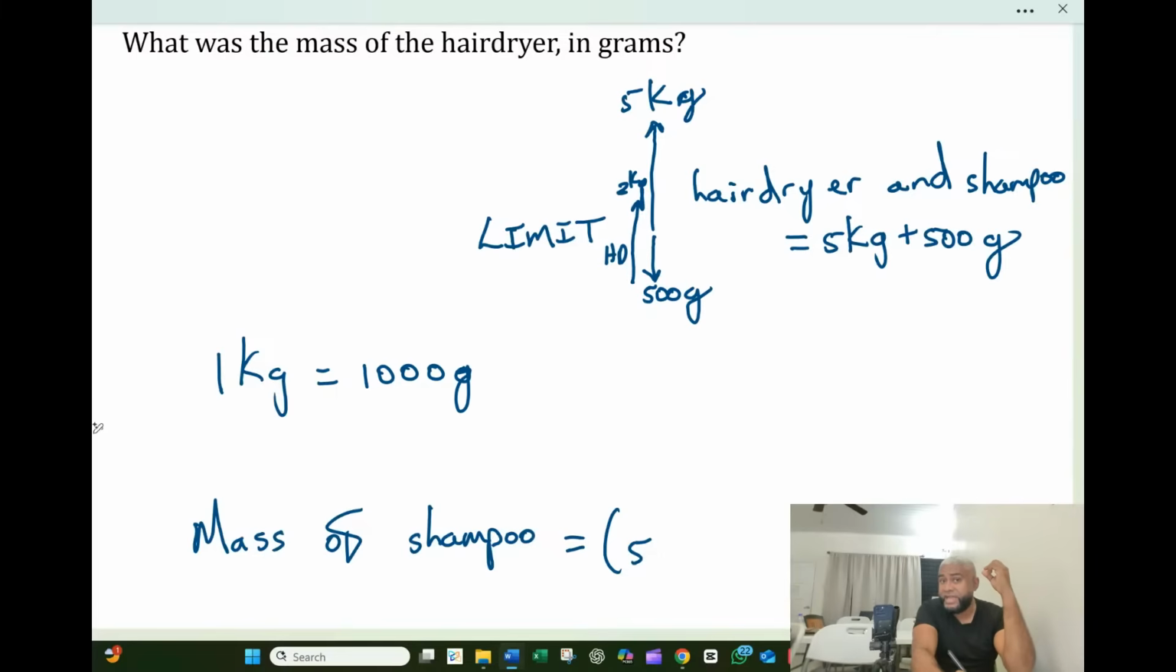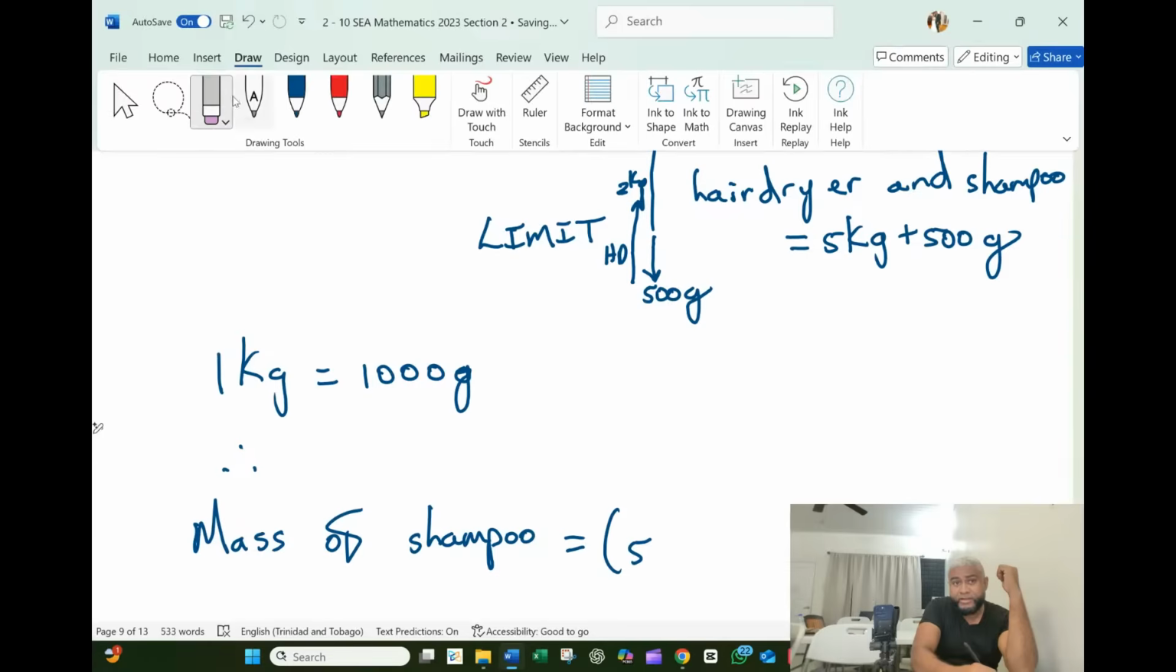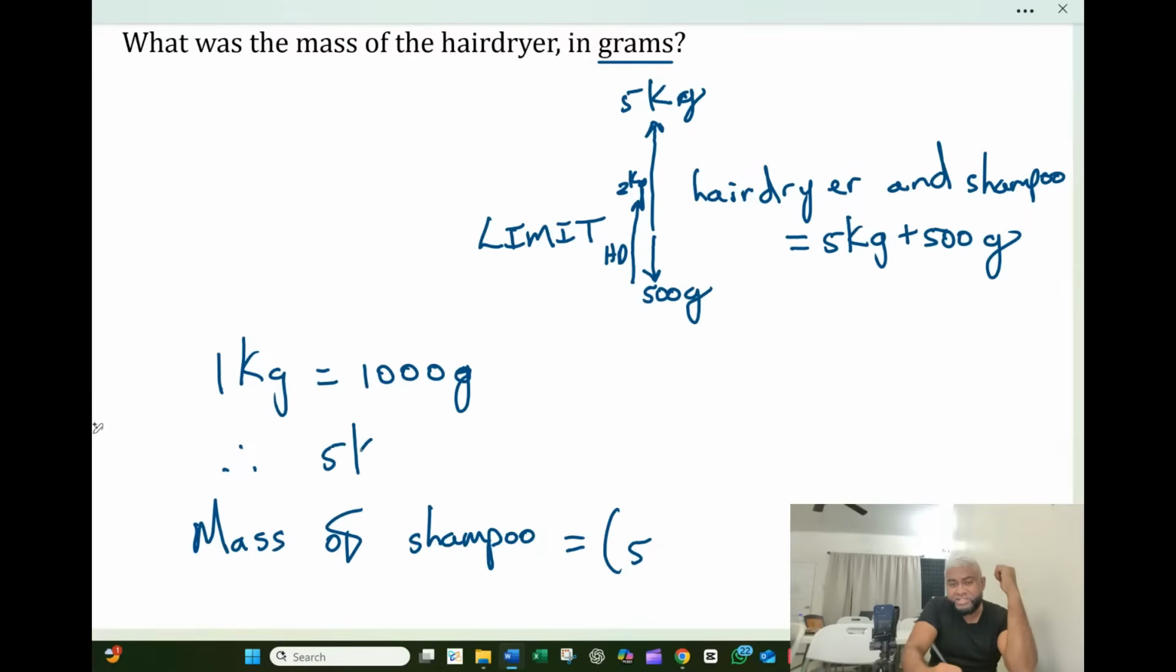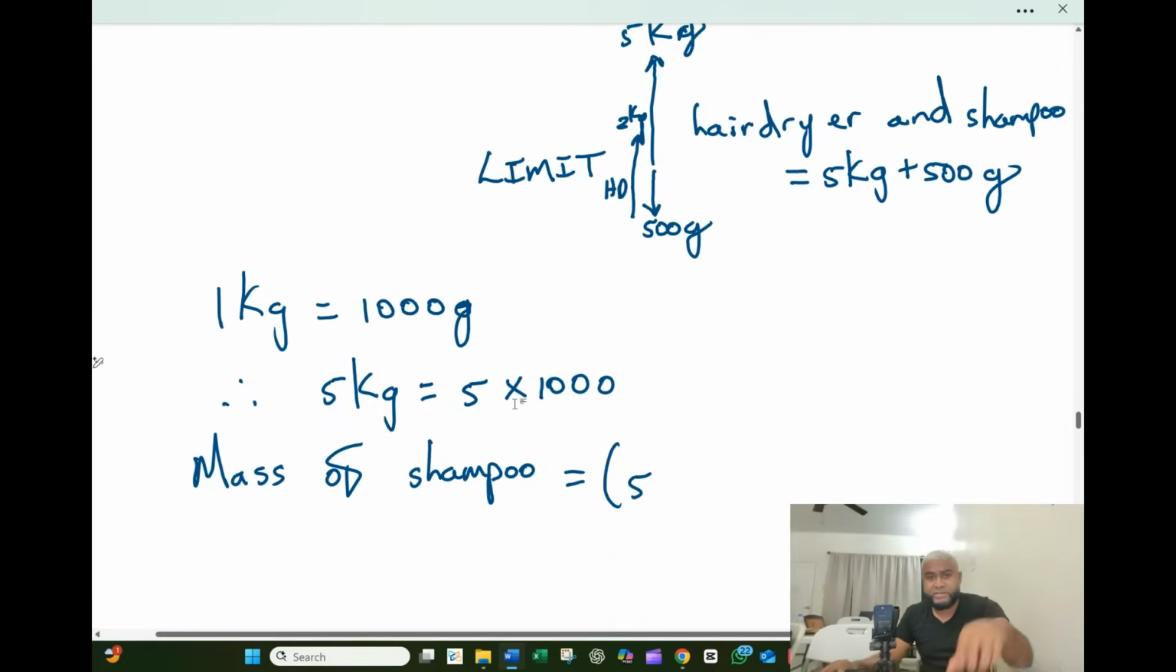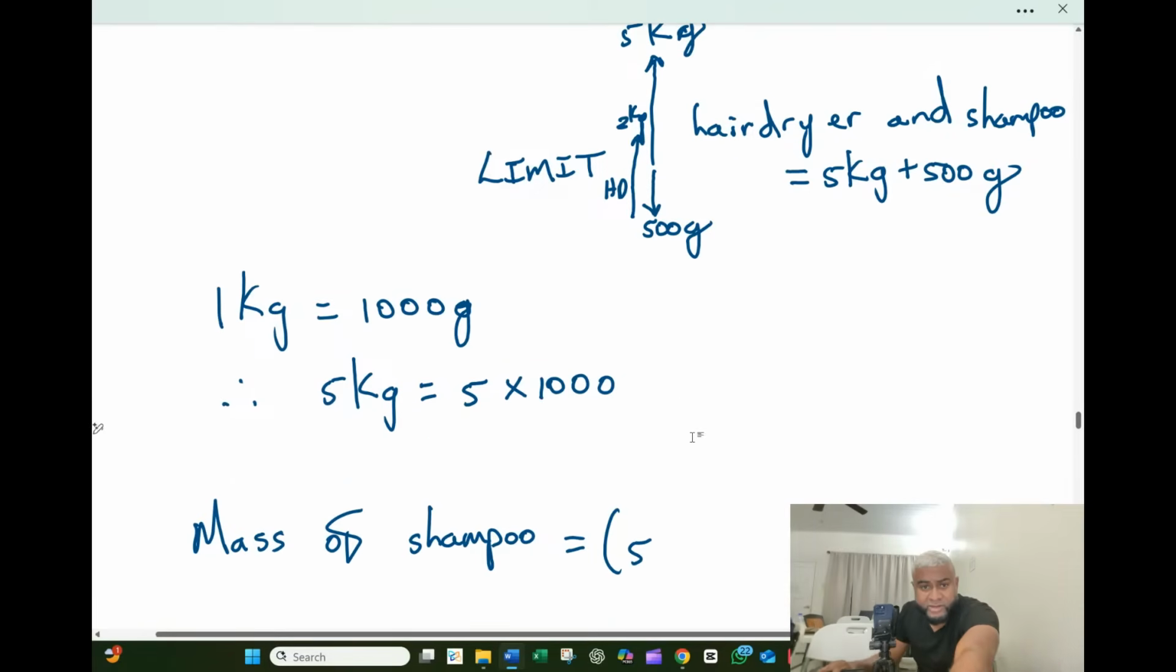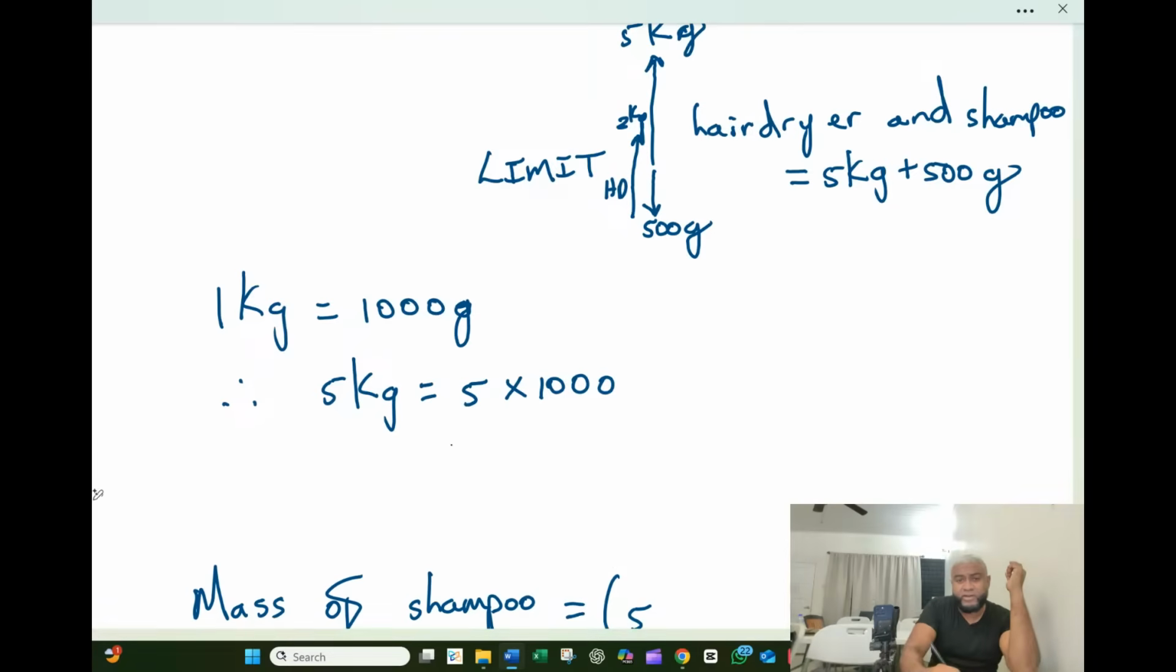Now the question wanted the answer in grams, so we just work with grams one time. So therefore, I'm going to change 5 kilograms to grams. 5 kg would be equal to 5 multiplied by 1,000, which would be how many grams? Okay, so 5,000. So it'll be 5,000 grams, right?